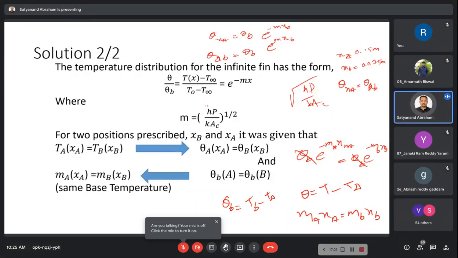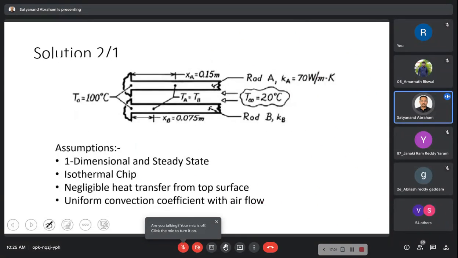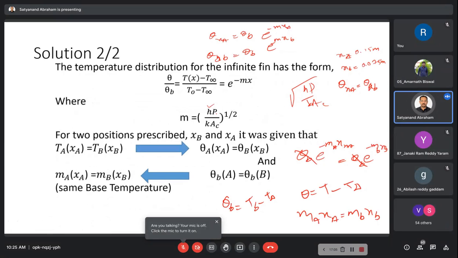h we actually know, and the perimeter and the cross sectional area are the same for both materials.